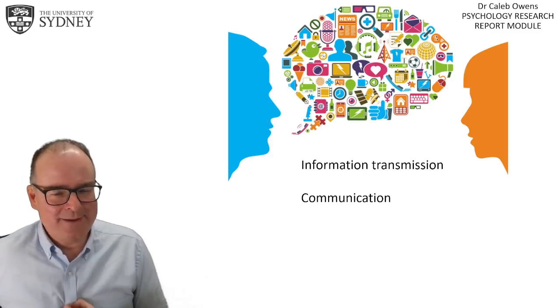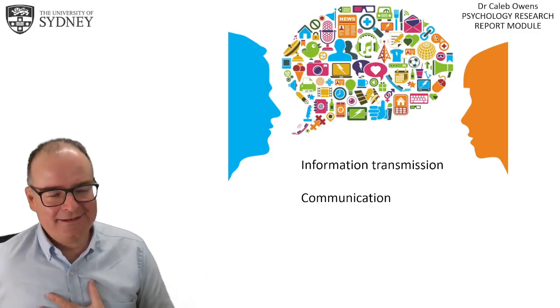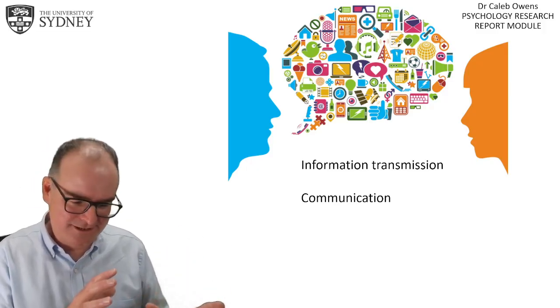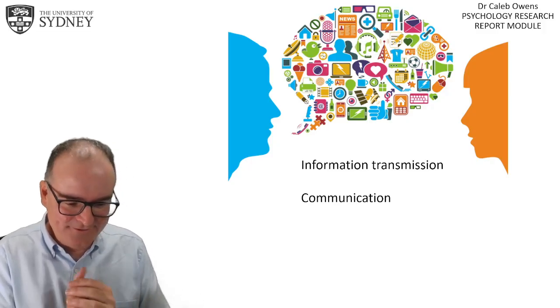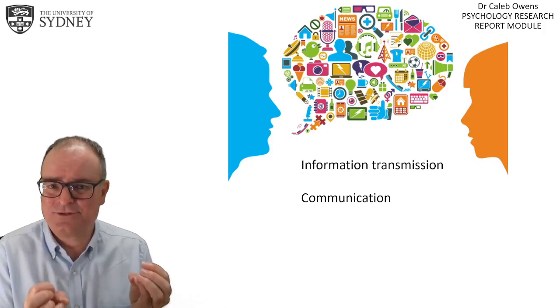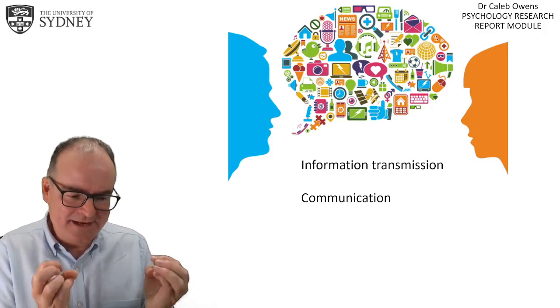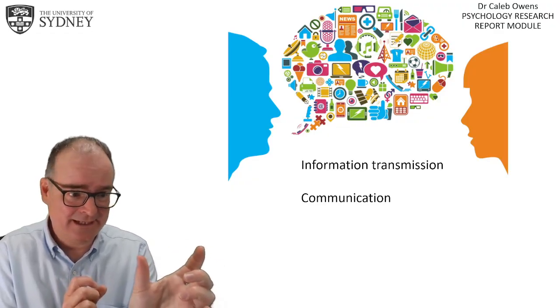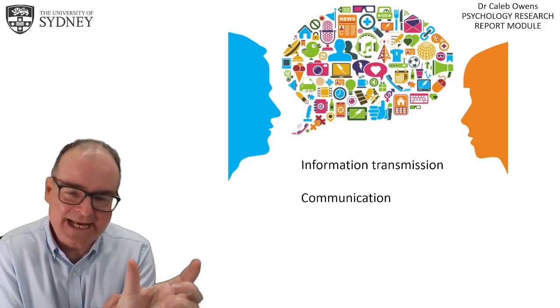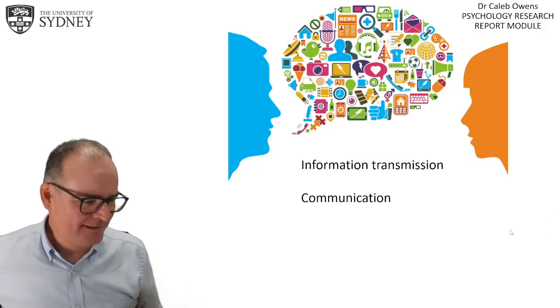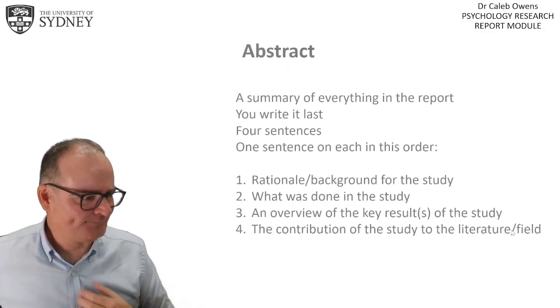I want to talk about the abstract in this section, and the reason why I'm beginning by mentioning information transmission and communication is because it's often examples in the abstract which really emphasize the problem that many students have, which is they don't realize that what they're writing and presenting in their assignment isn't actually transmitting any information to the reader. Let me give you some examples of that.